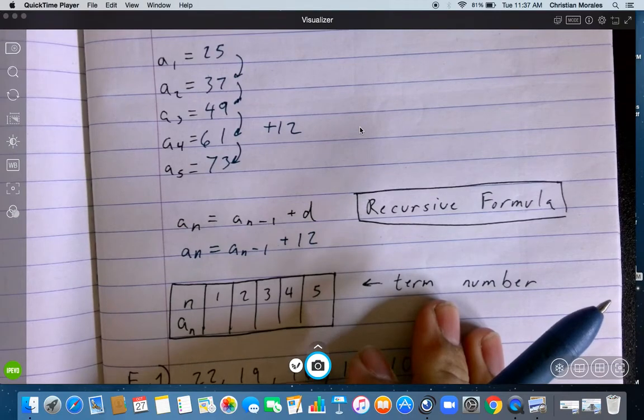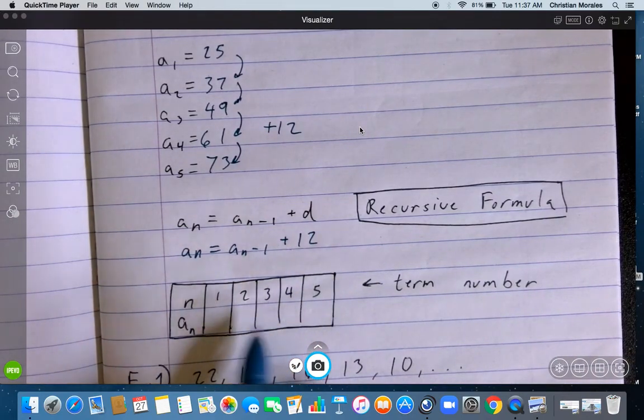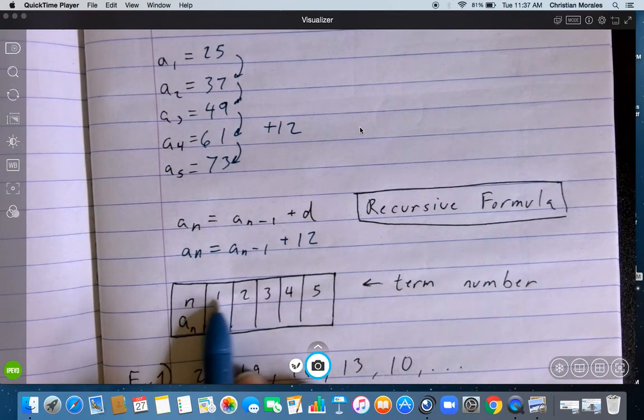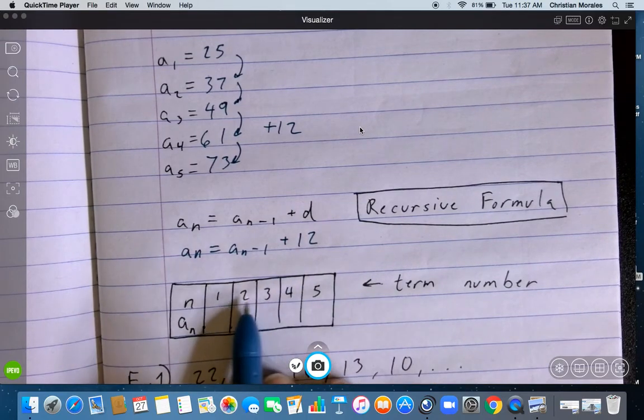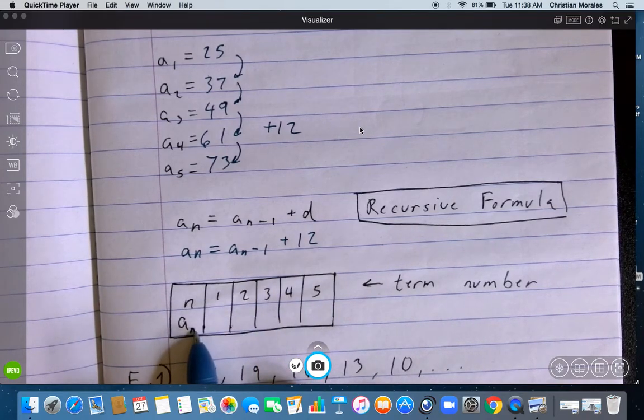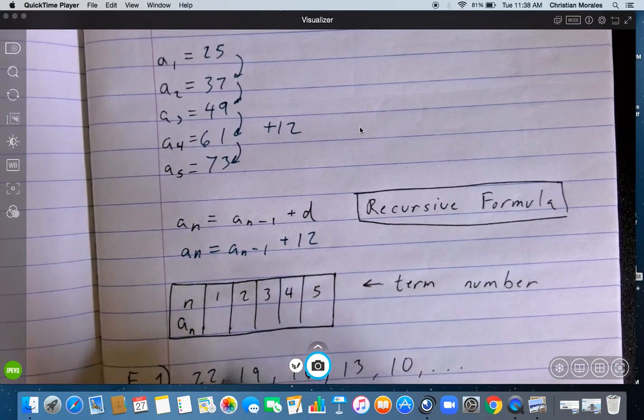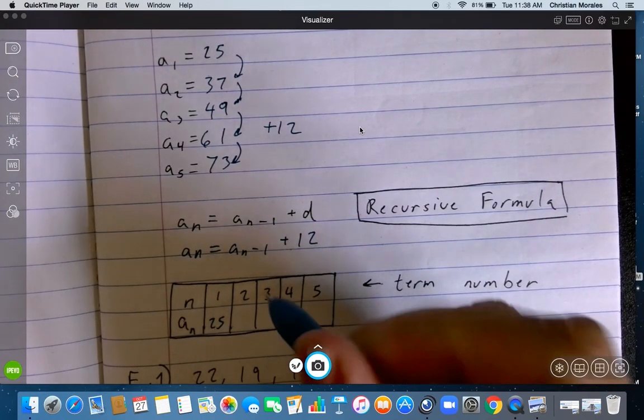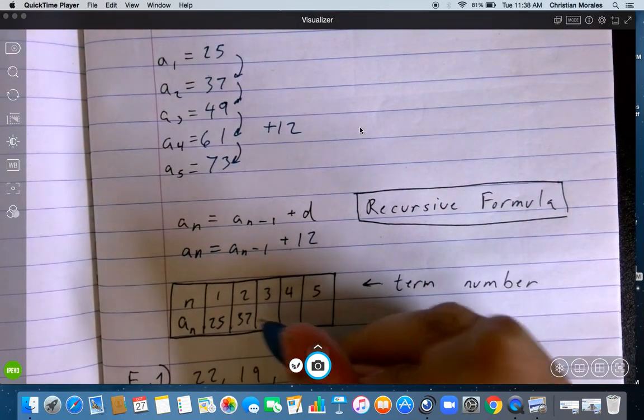All right. If this was in a table, you would see it organized like this, where n represents the term number. So you're looking for term number 1, term number 2, term number 3, term number 4, term number 5. And then an is the actual term. So this is one way you can see it organized.